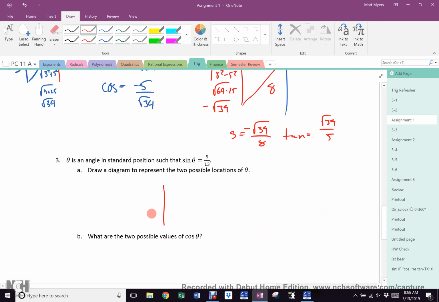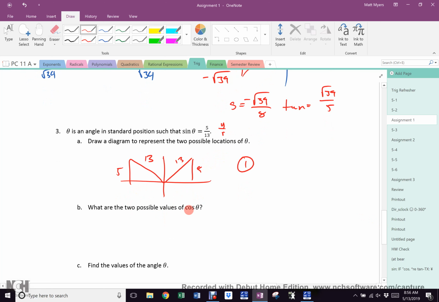The sine is 5 over 13, positive 5 over 13, which is y over r. 5, 13. 1 mark. Two possible values of cos. Cos would be down here, yes? The x value, which would be 169, 13 squared, minus 25, 5 squared, which is 144. The square root of 144 is 12 and negative 12. So the two values of cos are plus or minus 12/13, also for 1 mark.